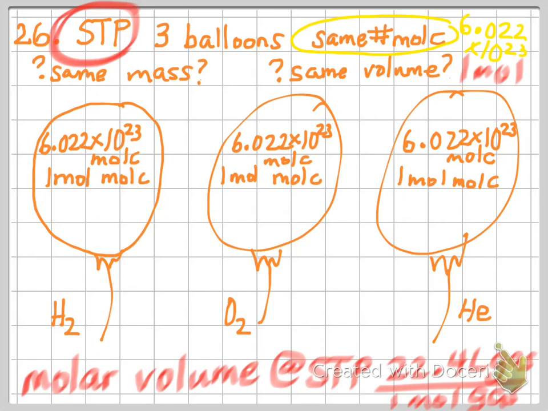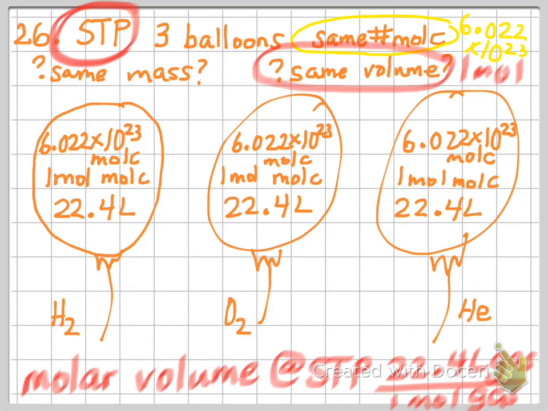So what's the volume of this hydrogen balloon? Well, it has 1 mole of molecules. Its volume is 22.4 liters. What's the volume of this oxygen balloon? It also has 1 mole of molecules, which means its volume is 22.4 liters. All right, what about this helium balloon? Again, how many molecules does it have? It has 1 mole of molecules, so its volume is 22.4 liters. So we are seeing right now that they definitely have the same volume. The question is, what about the mass?